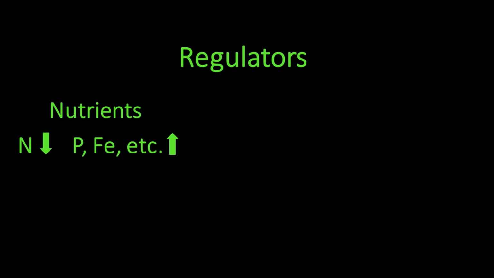Nitrogen fixation has multiple regulators. Biologically available nitrogen must be relatively low compared to other nutrients. Nitrogen fixation is energetically expensive, so relatively high levels of biologically available nitrogen would mean other microbes not using nitrogenase would outcompete the nitrogen fixers. The presence of phosphorus, iron, and other nutrients is important for the success of nitrogen fixers.